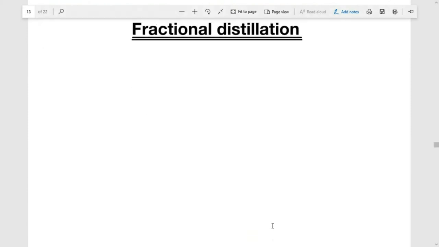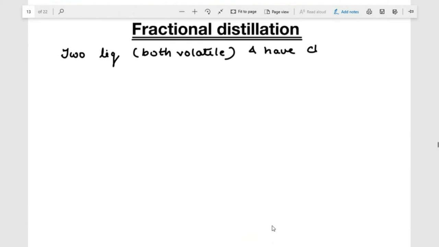Next we come to the term fractional distillation. Now what is fractional distillation? Fractional distillation is used when the two liquids, both volatile, have close boiling points to each other. When two liquids have close boiling points to each other, then we will use fractional distillation.